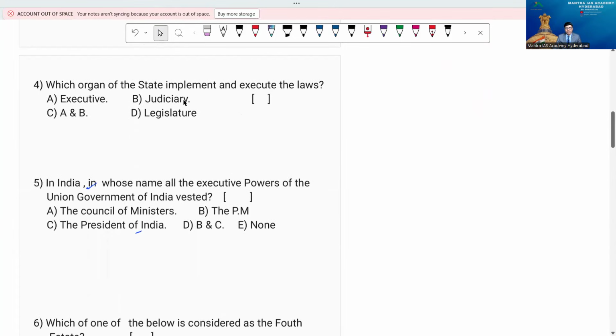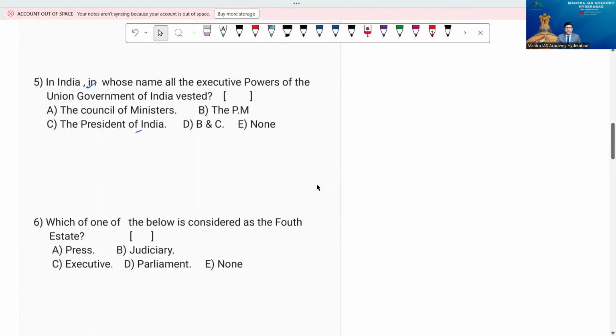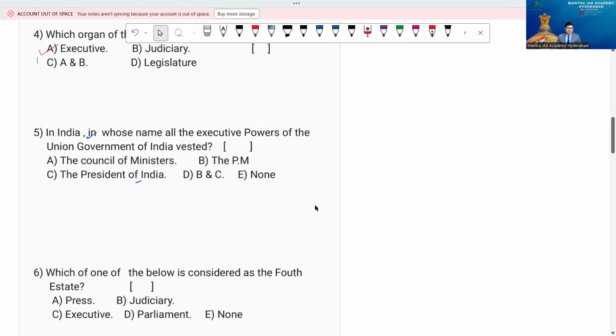Sixth question: which organ of the state implements and executes the laws? I'll repeat: which organ of the state implements and executes the laws? The law-making body is the legislature; the executive executes the law. So the option is executive, option A. In India, in whose name are all the executive powers of the Union Government vested? This is a very interesting question. Obviously, the President of India.